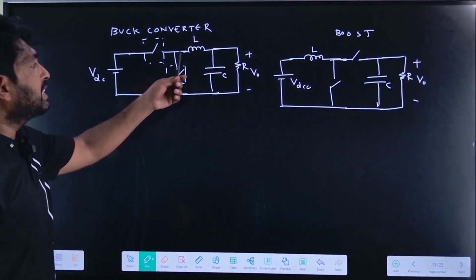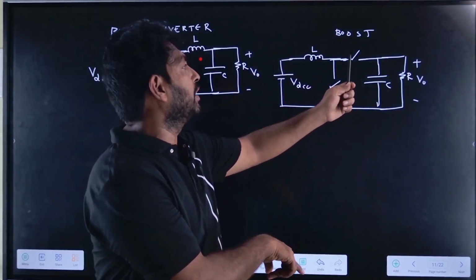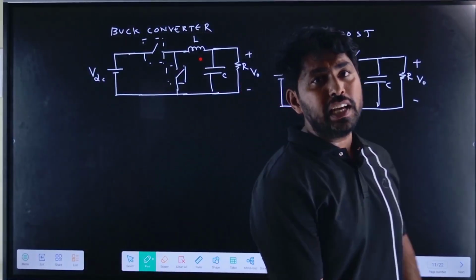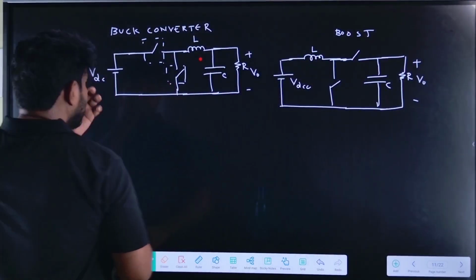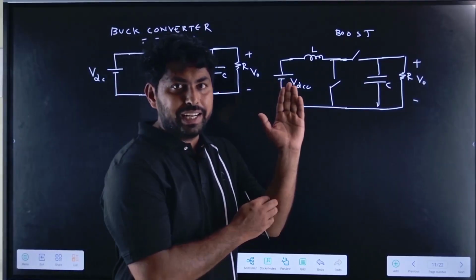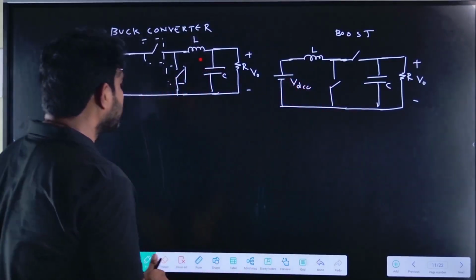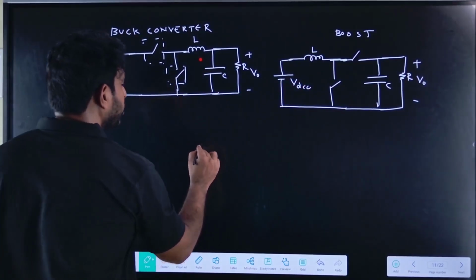So if the inductance is connected on the load side, it is identified as a buck converter. If the inductance is connected on the source side, it is identified as a boost converter. And what is the buck boost converter? The buck boost converter is when the inductance is in between the source and load, so we can identify it as a buck boost converter.